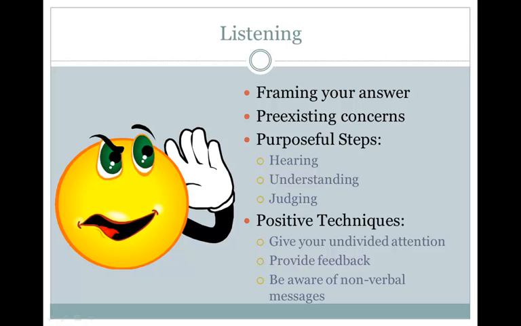So the three purposeful steps for listening correctly really include hearing, so listening enough to know what is being said; understanding, so processing the information so that one really has a good idea of what the person is saying and what that really means and where I need to go with that information; and then judging, so making a decision about what you've heard. So you hear it, you understand it, you judge it, and you make a decision about what is the next step that needs to occur.